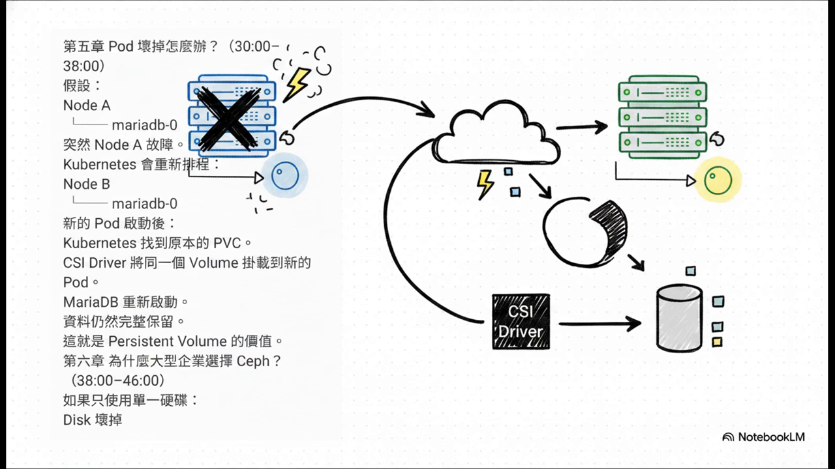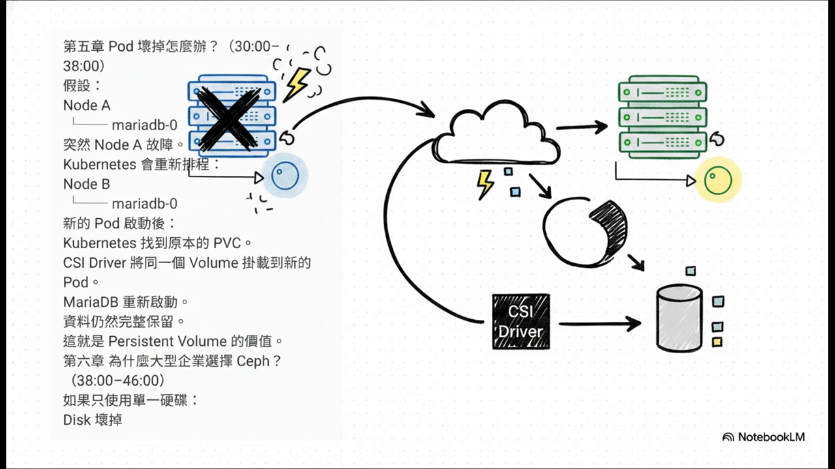Kubernetes spots the failure instantly and reschedules the MariaDB pod onto a healthy server, Node B. When that new pod spins up, Kubernetes spots the exact same persistent volume claim. The CSI driver jumps right back in, points to the existing volume, and mounts it to the new pod. MariaDB restarts, and your data is completely intact.